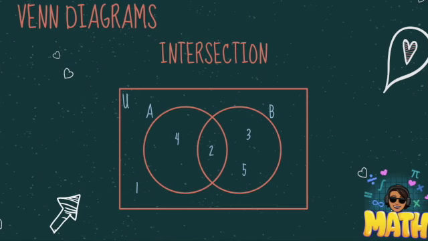Now let's talk about the intersection. The intersection means that we're going to take into account the elements that belong to both of the sets, or all the sets that we're going to talk about. The intersection we're going to represent with this symbol. So the intersection of A intersected B is going to be the elements that belong to both of them, right? In this case, 2.